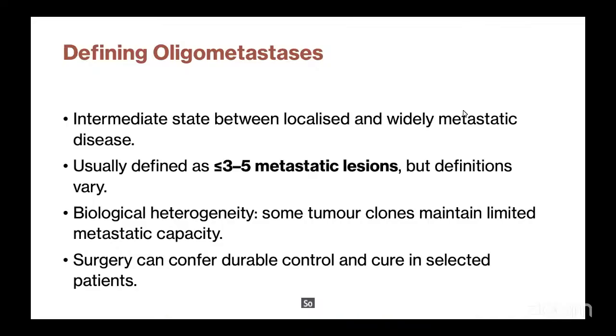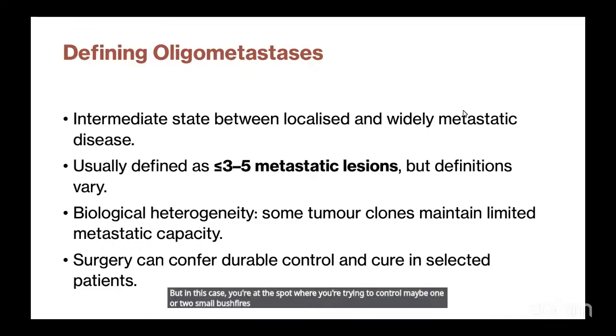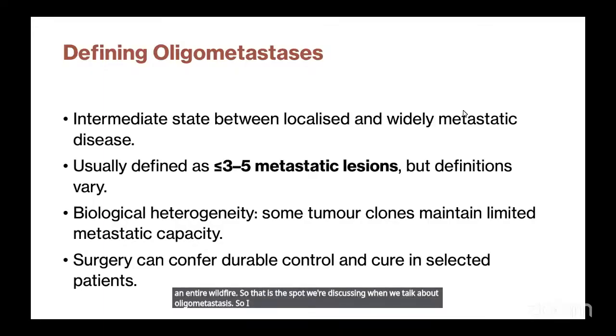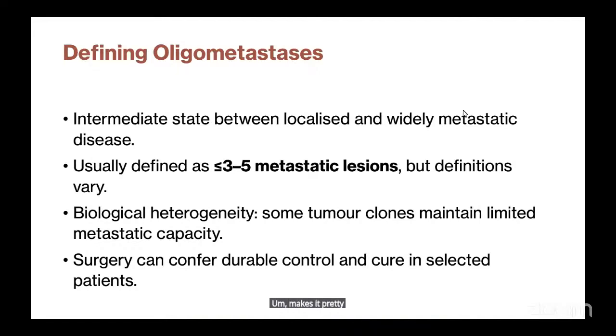So the analogy I like to use is just imagine trying to control a fire. But in this case, you're trying to control maybe one or two small bushfires as opposed to an entire forest fire, an entire wildfire. So that is the spot we're discussing when we talk about oligometastasis. So I hope that little analogy makes it pretty clear.